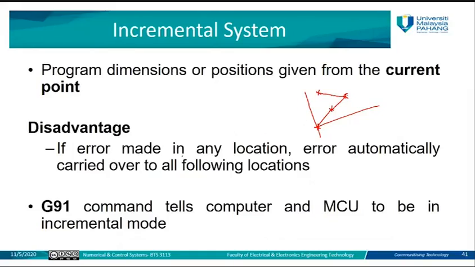So what's the disadvantage of this type of positioning system actually?